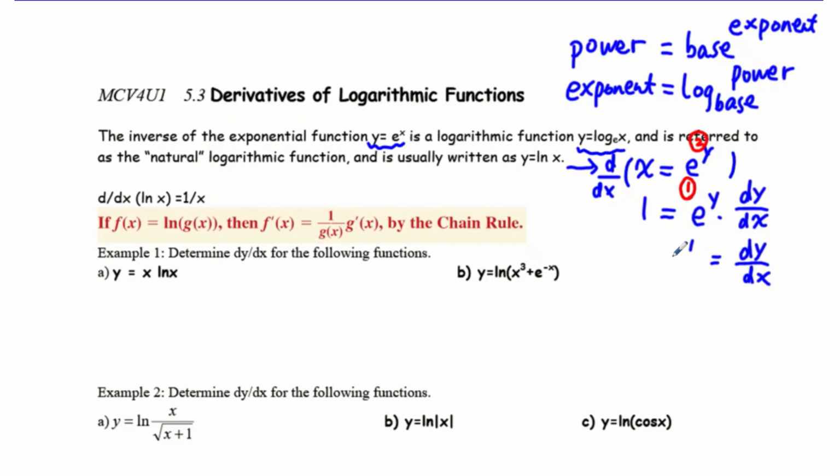It will give you 1 over e to the exponent y. And we know that e to the exponent y equals x. So we change this one to x. 1 over x equals dy over dx. And y equals ln x. So this one is proved. You don't have to know how to prove it, but I think this is an interesting proof, so I want to show you. It's just going back to exponential. We know how to do exponential.